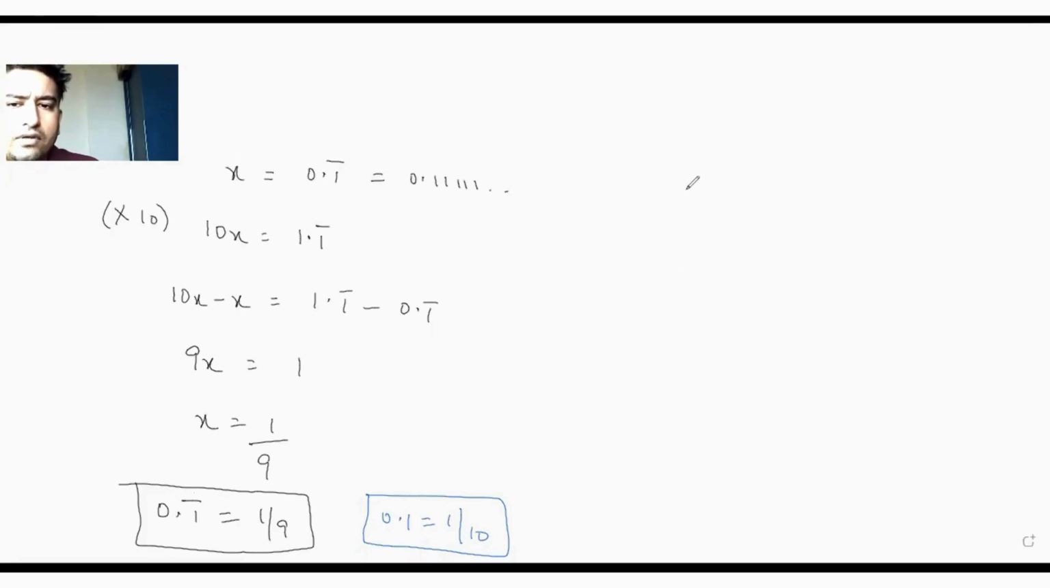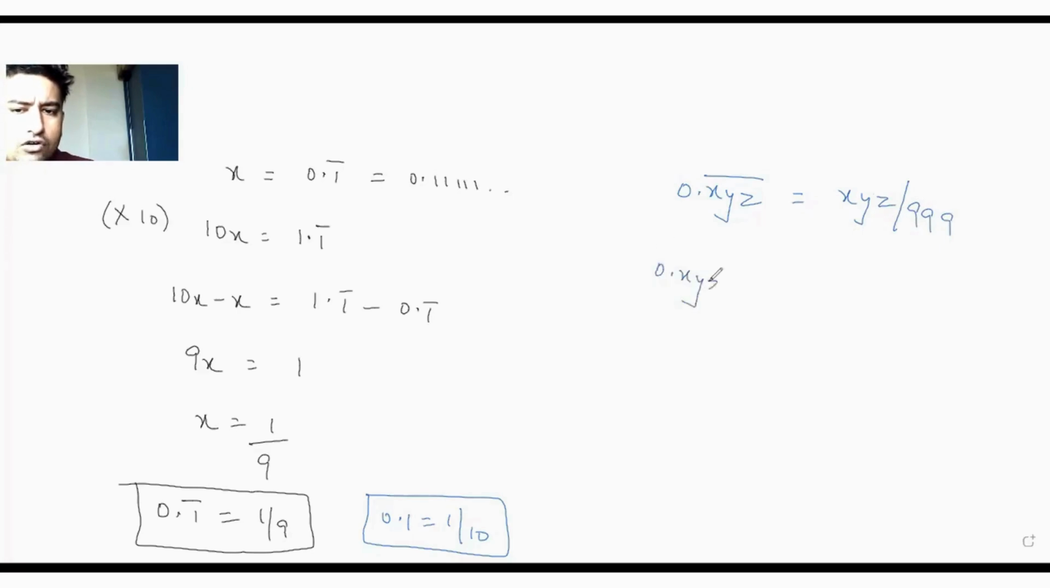So when I have, let's say, 0.xyz bar, how much would this be equal to? This would be equal to xyz upon 999, because there are three values below the bar, so it will simply be 3 nines: 9, 9, and 9. There are some variations to it.